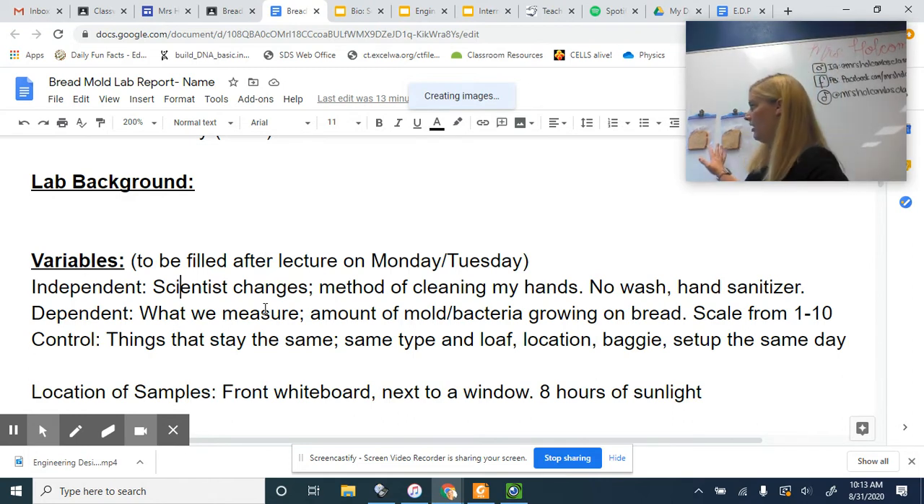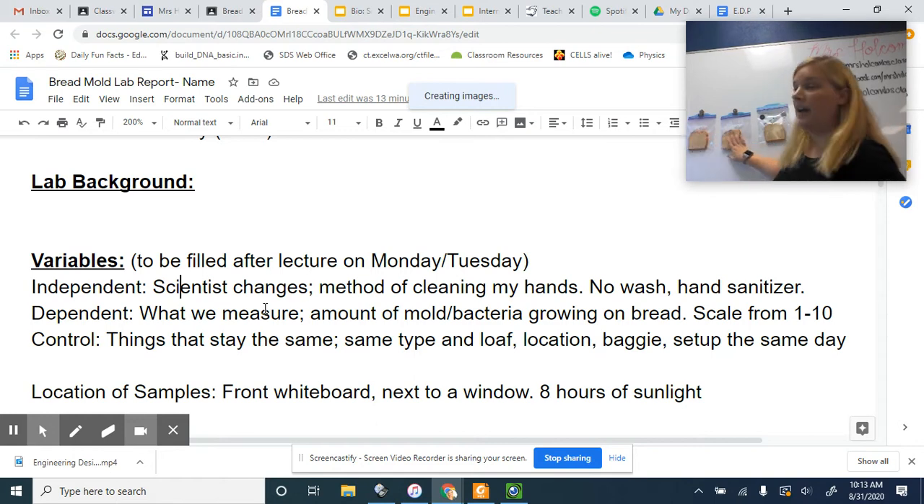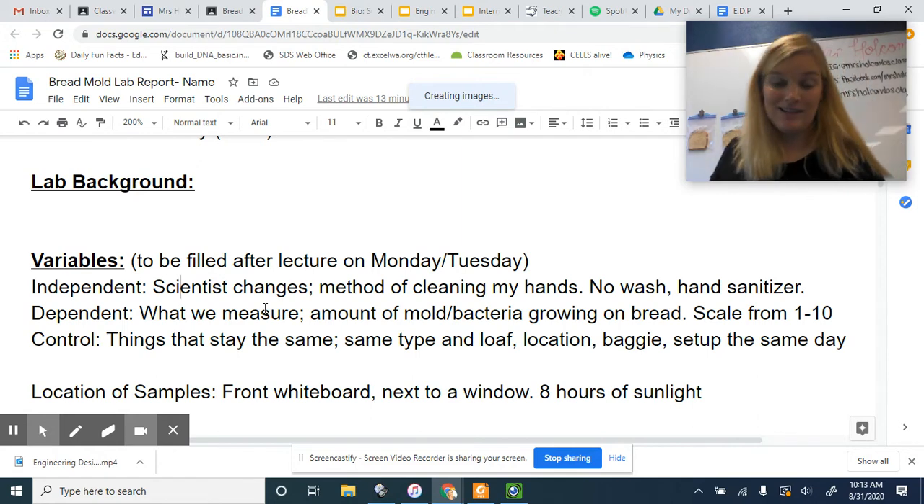It is going to depend on what version of the lab setup you did. So for me, you would have seen in the lab video, everyone is going to have a control. And then I chose to rub my hands on this piece of bread without having washed them. And then I used sanitizer. If I would have brought another piece of bread, I would have also done hand washing for one piece, but I only brought 3 to school that day.